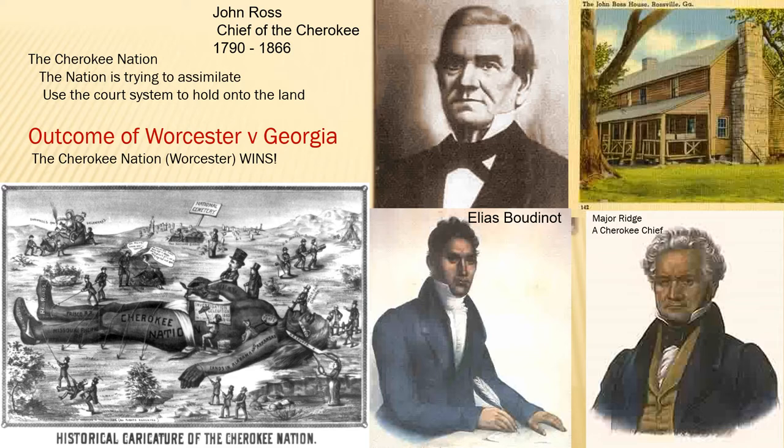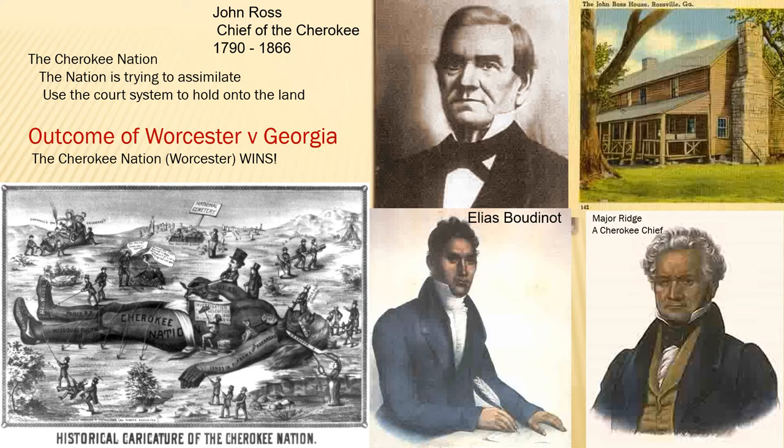So again, this is another sign that they're trying to fit in. They're trying to go the white man's way. They're trying to work this thing out. But the people of Georgia aren't having it. Continue on clockwise. There's Major Ridge, another principal Cherokee chief. And Major Ridge, that's not a military rank. His name was Major. And he's part of a faction.